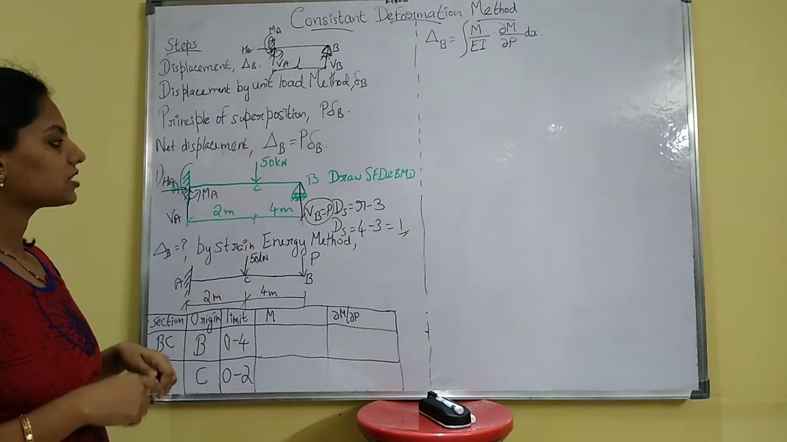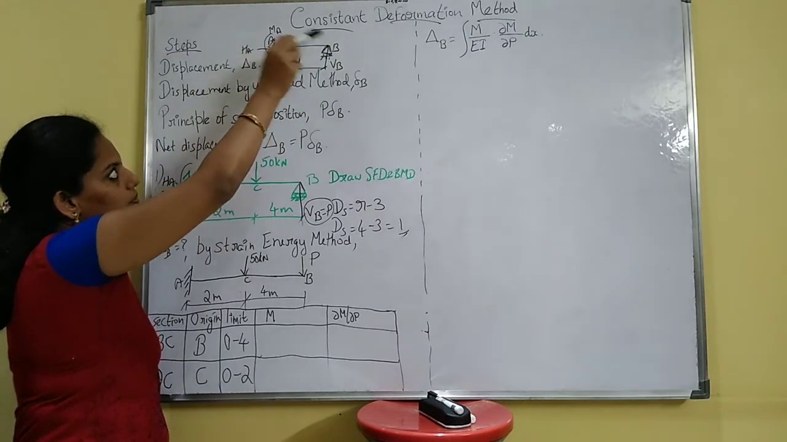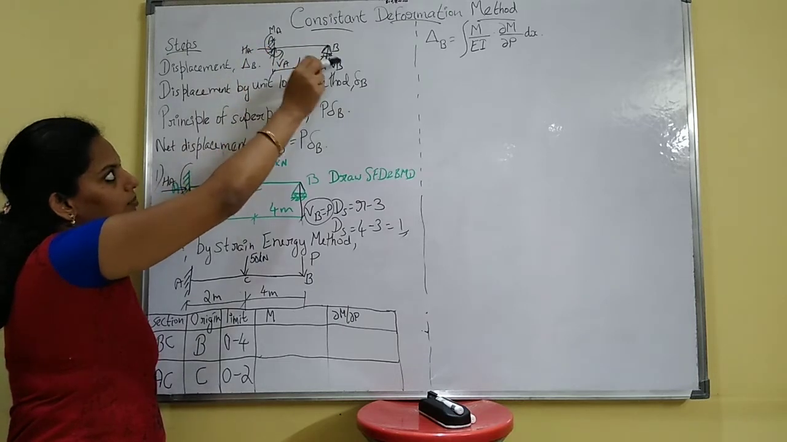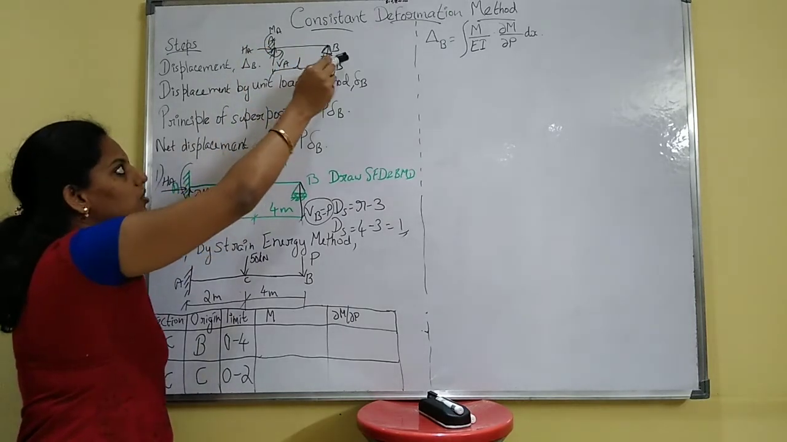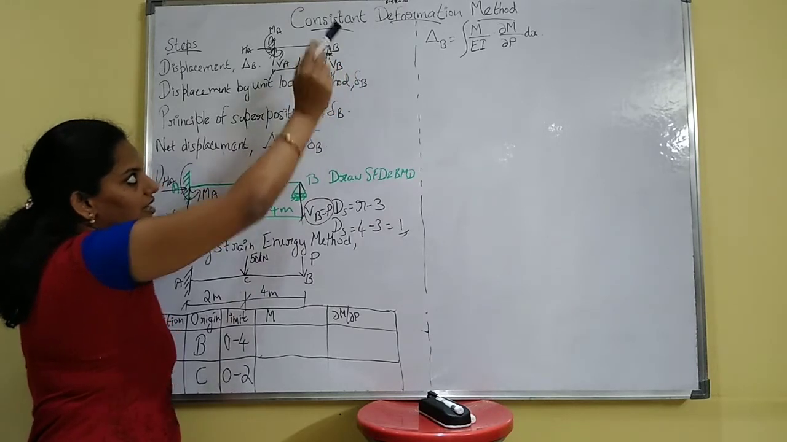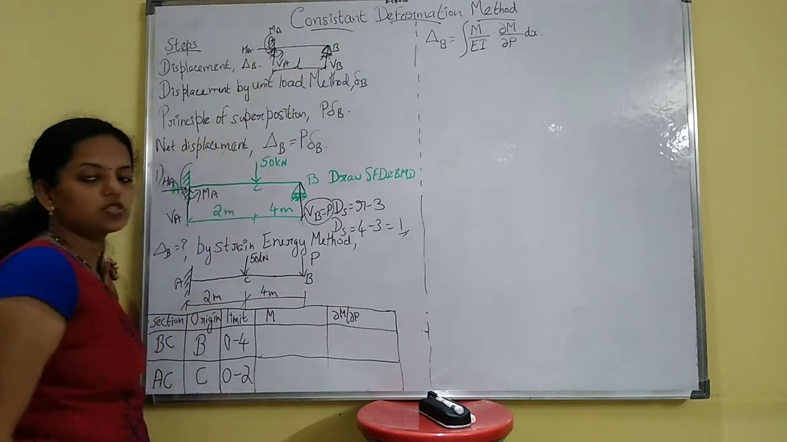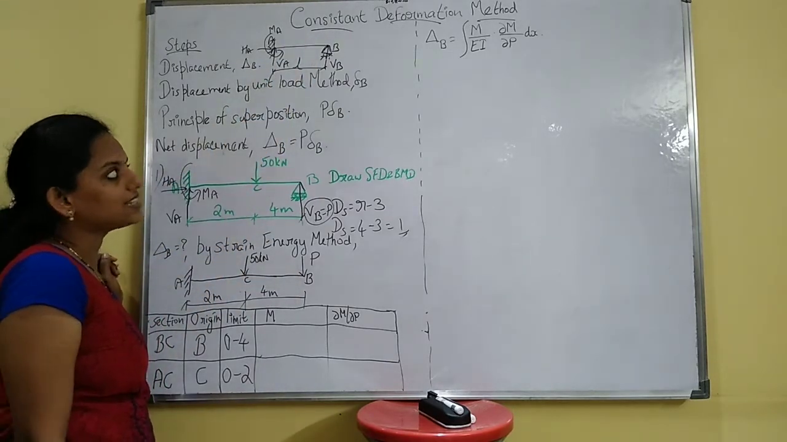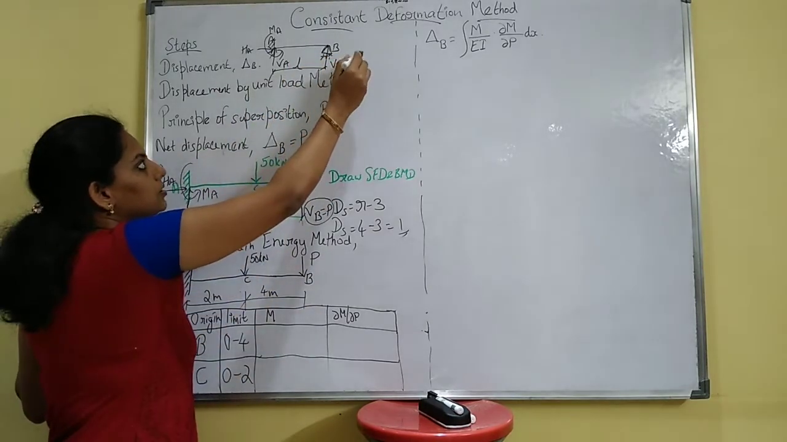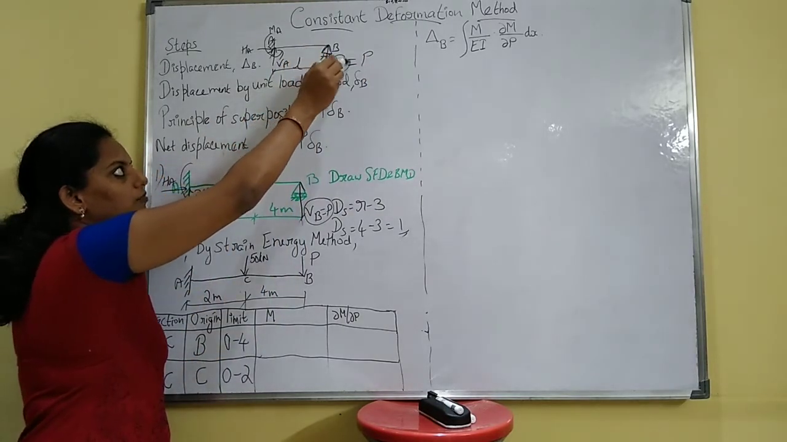See wherever, just apply that static indeterminacy to any one point. Suppose this is your problem, that is you have static indeterminacy, total 3 plus 1, 4, 4 minus 3 is 1. So apply here a redundant force, consider this as your redundant force, that is VB. At that point you have to find out the displacement. Suppose this is your redundancy equal to P. Now remove this redundant force first.